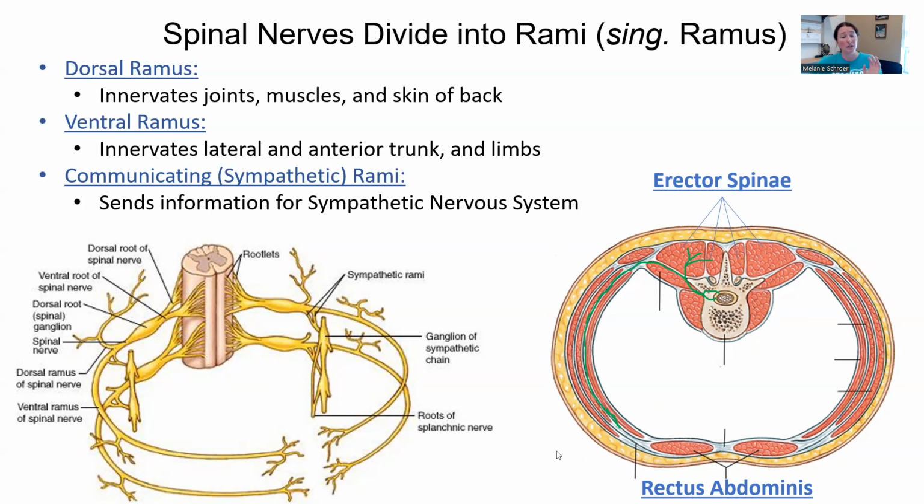So lots of new terms in this lesson. Hopefully this helped you to put together all of the different structures that are working together of the musculoskeletal system of the torso.